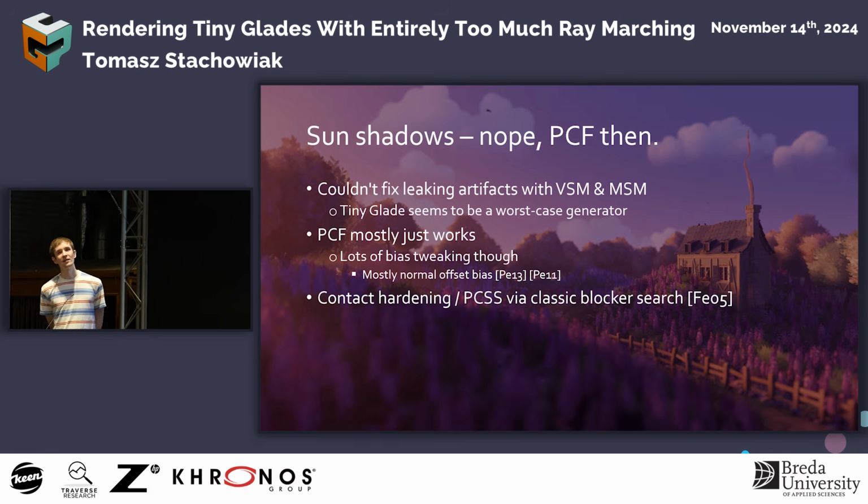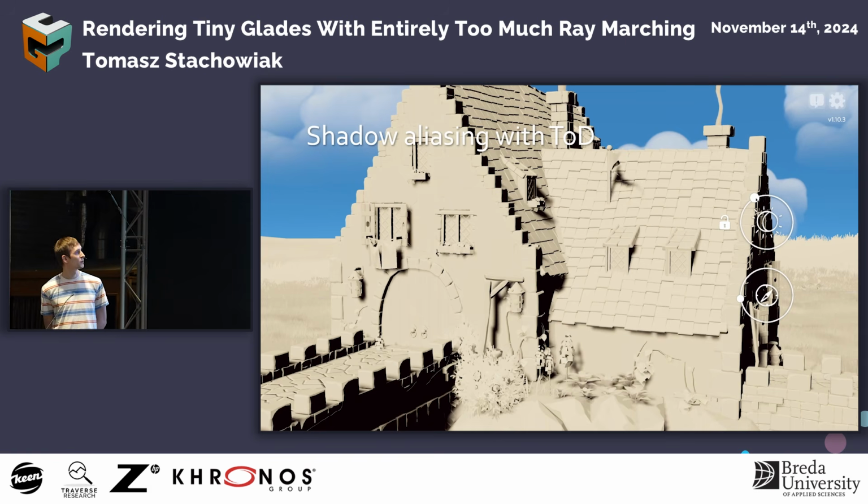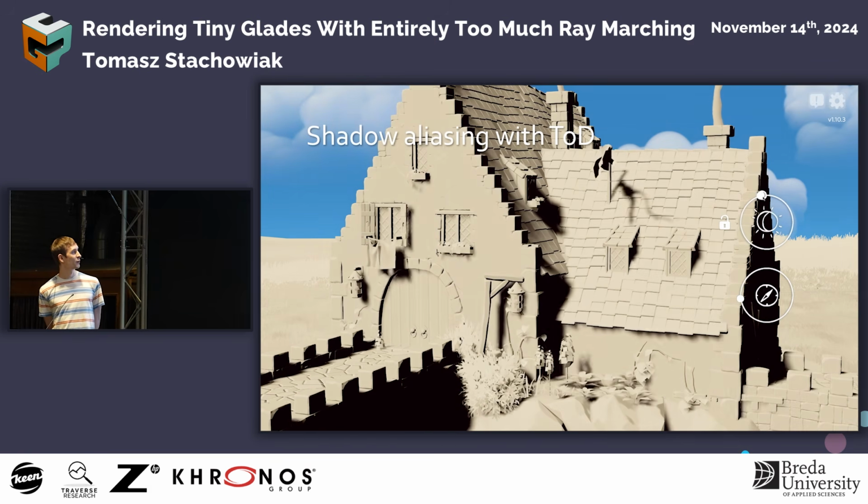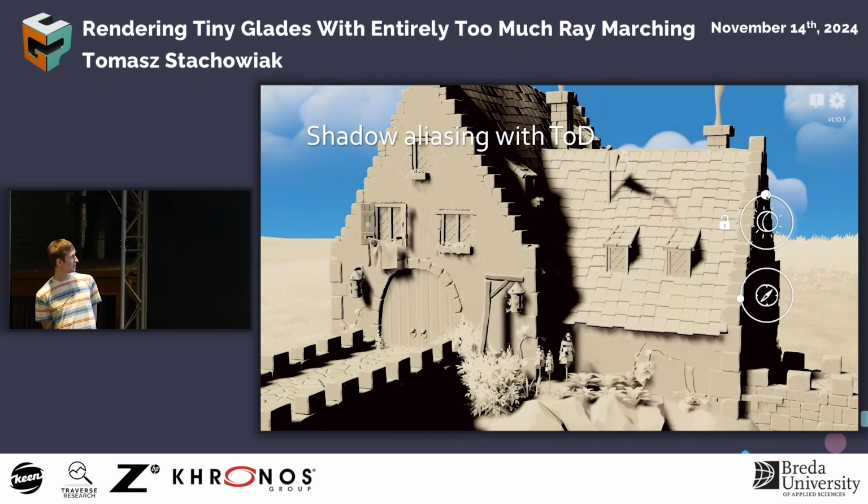It does work in general, but requires lots of bias tweaking. But we can mostly get away with the normal offset bias and just lots of hand tuning of the whole thing. And then we just throw a pretty standard PCSS contrast sharpening on top of it. However, if you implement shadows with even synchronous softness, and you do all of your biasing well, you still end up with something like this.